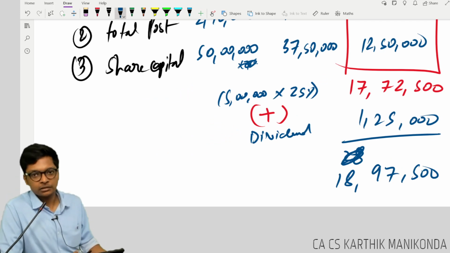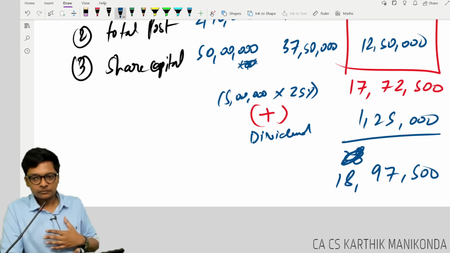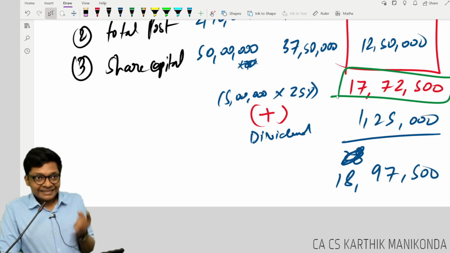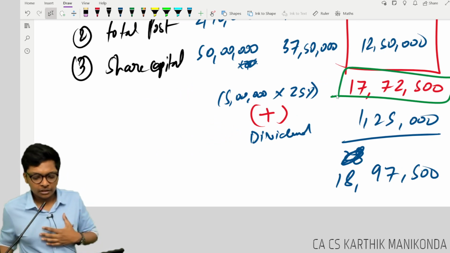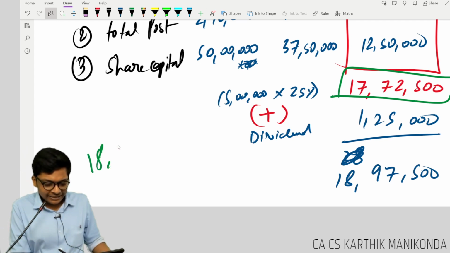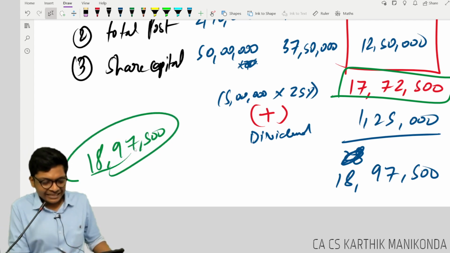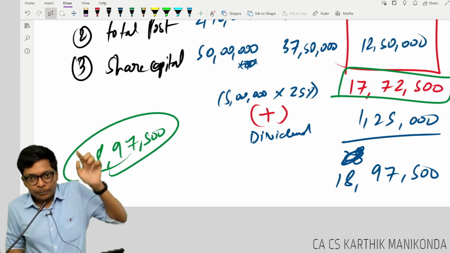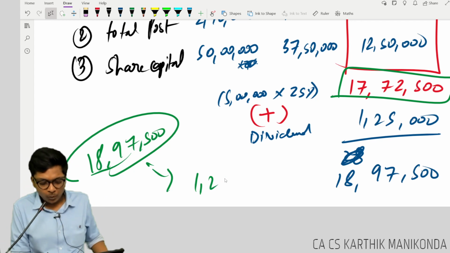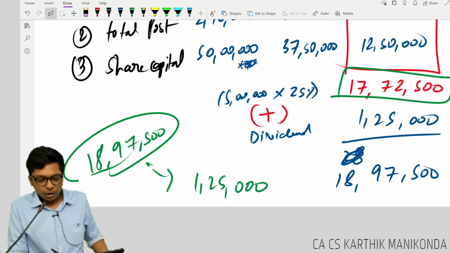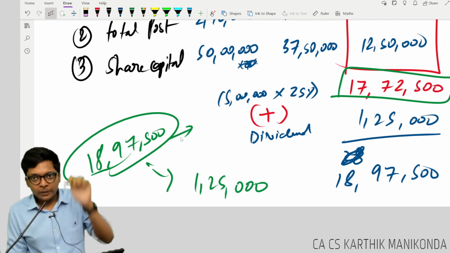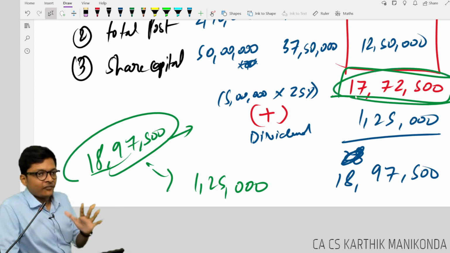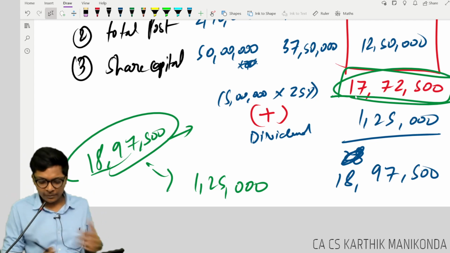Are you following, guys? So can you see the difference? Technically this only is correct because dividend is declared. If I have to tell you logically, 18 lakh 97,500 is the share of minority. In that, what I am going to pay you now is 1 lakh 25,000 dividend. What I will not pay you now, but it's going to be your share, will be carried forward as 17 lakh 72,500. Are you getting it, guys? So I'm tallying with the book.